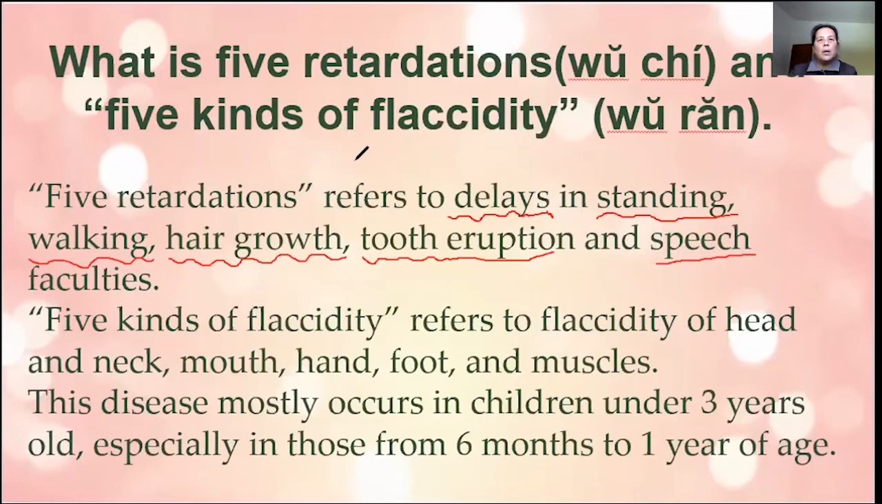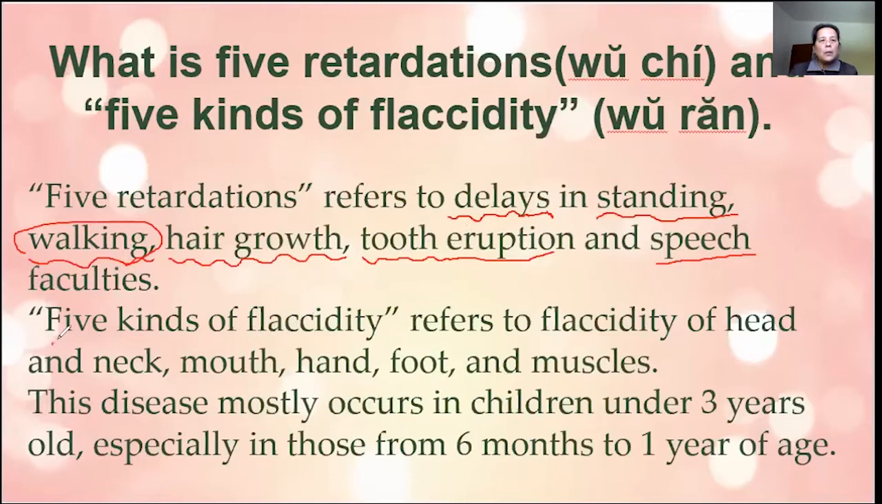So the children possibly have slow development. These 5 slows usually come together. It's not only one slow. Some children just walk slowly, and a few months or years later, they can walk. But generally the patients with these problems will have all 5 slows.